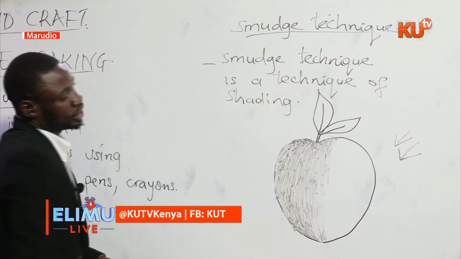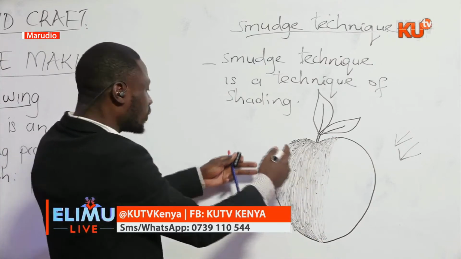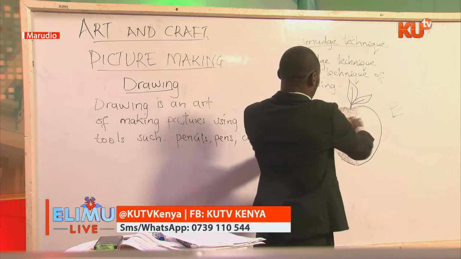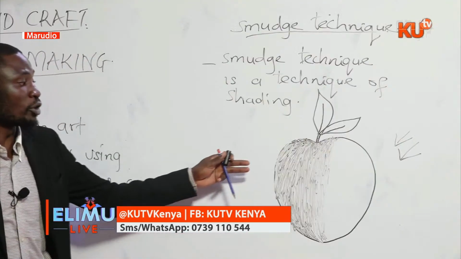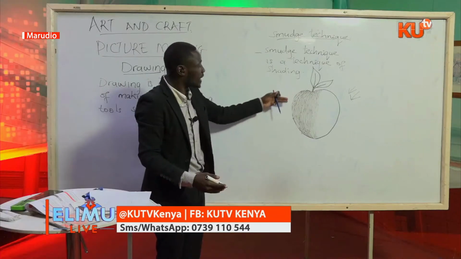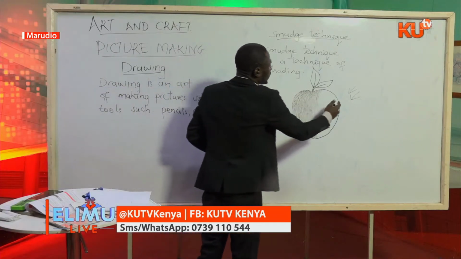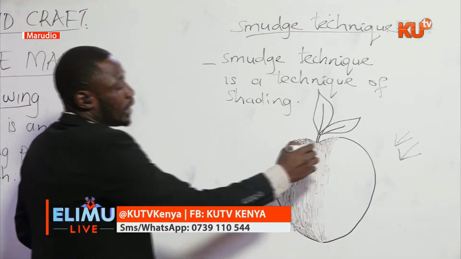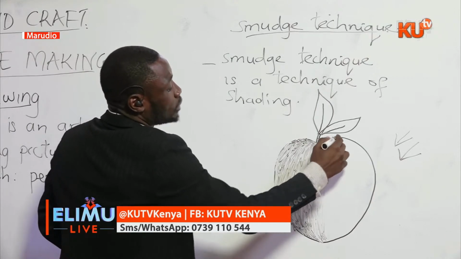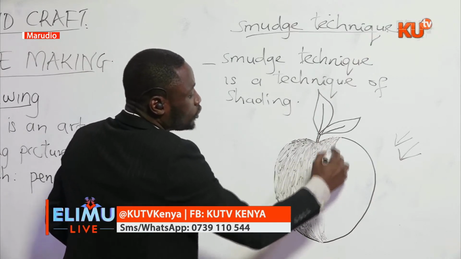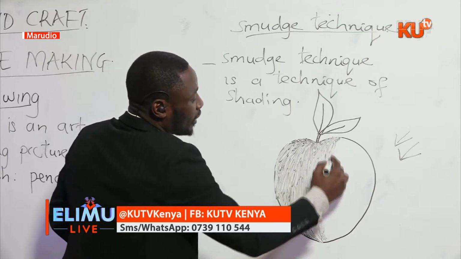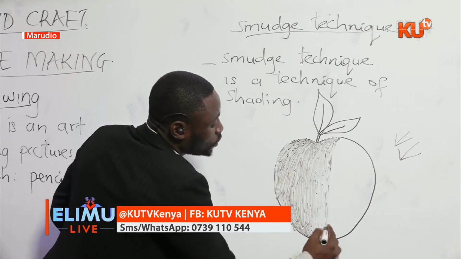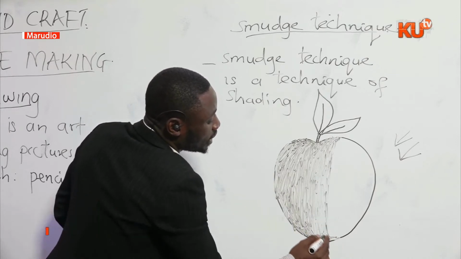So this is the smudge technique. This side shows that there is shade on the left side because there is no light, or there is less light, and this side has enough light, and that's why we have shaded this side lightly, or not shaded at all. So as you move towards the lighter side, make sure that your pencil or the tool that you are using to shade is loosely held.